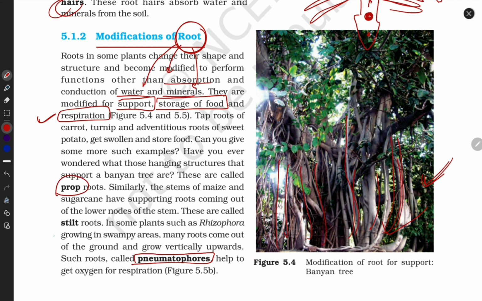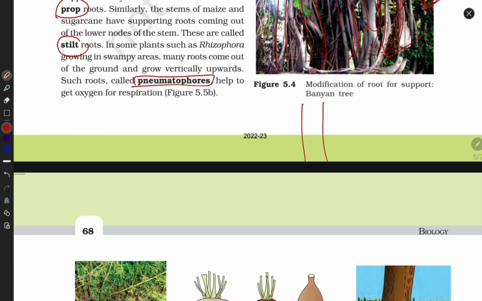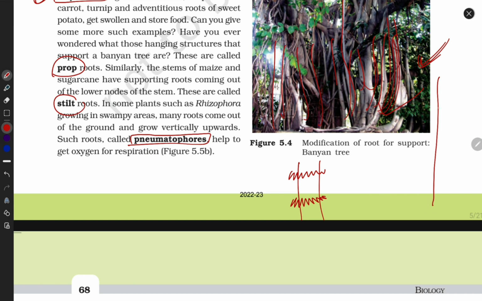Next, some are prop roots. Guys, prop roots give support. Some are stilt roots. What are stilt roots? Guys, they arise in this manner. When we study sugarcane, look at here. They arise here. Because the stem of the sugarcane is very large, long, elongated. They have roots, but this is not enough for support because they are very tall. So they adapt. Roots are here, like here, like here. Alright or not?